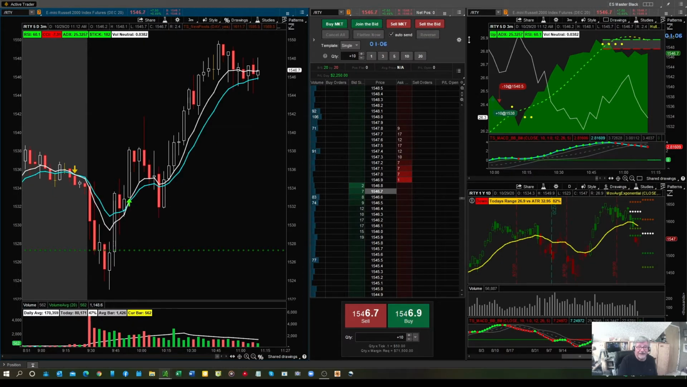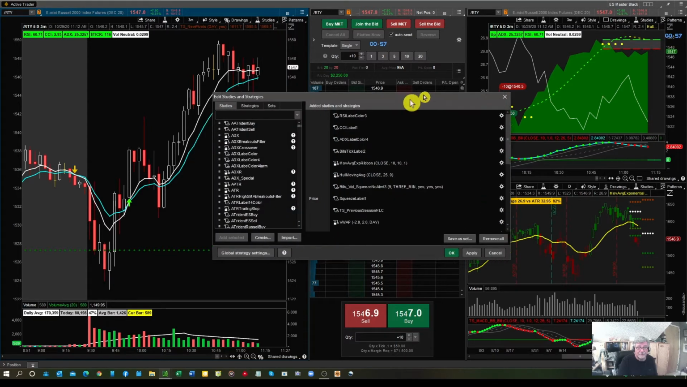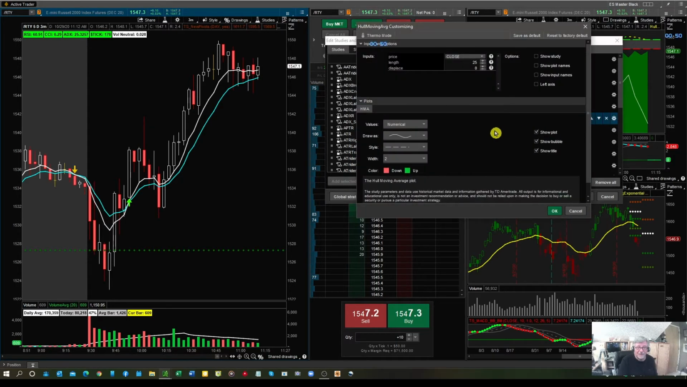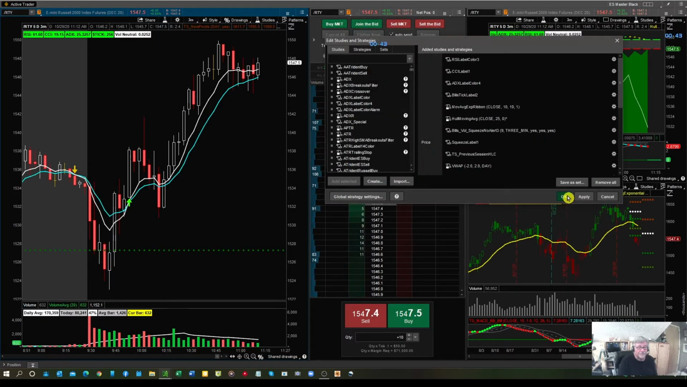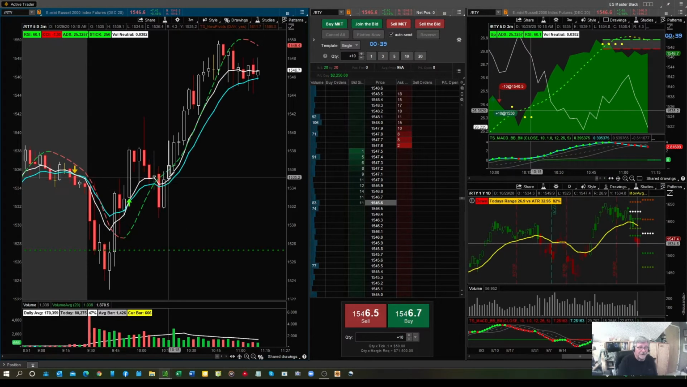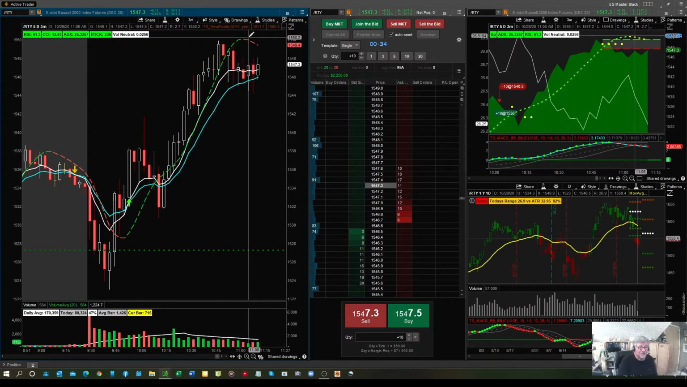Now another thing that I add that helps to verify the strength of this movement would be the Hull moving average. And this is an indicator. These are all indicators that are available as standard on TOS. When I add this study, you'll see that a dotted line is formed, and it's green when it's sloping up, and it turns red when it starts to slope down.